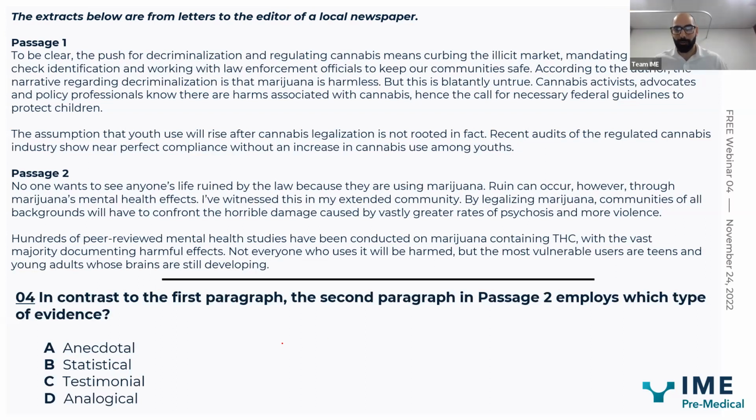Okay, cool. So the last option, we've got in contrast to the first paragraph. So we're looking at passage 2, second paragraph. Passage 2, second paragraph employs which type of evidence? Now we've got a mixed bag again. I won't give the answer, but straight away, does anybody want to walk us through what their option was?